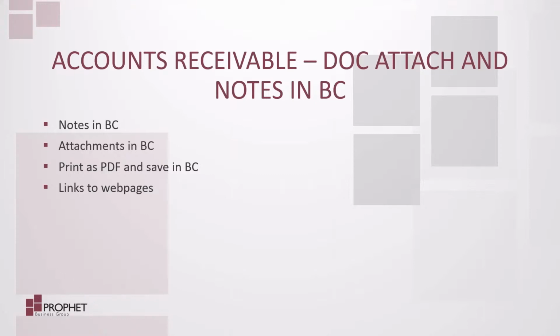As someone doing accounts receivable inside of Business Central, we need to provide supporting documentation around journal entries or documents we've processed. One way we can do that in Business Central is in the fact box, which is available on most cards and documents. You can attach files, add links, and write notes. Today we're going to look at notes in BC, attachments in BC, printing as a PDF and saving in BC, and links to web pages. Let's get started.